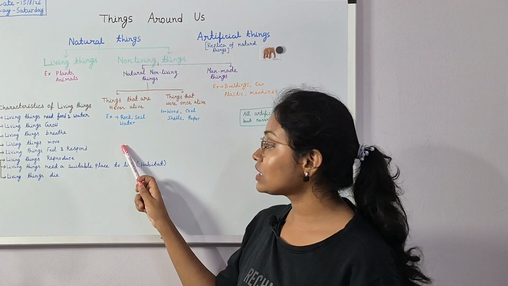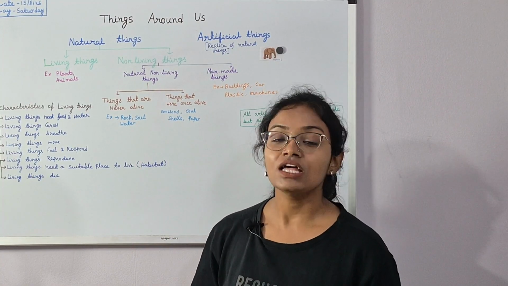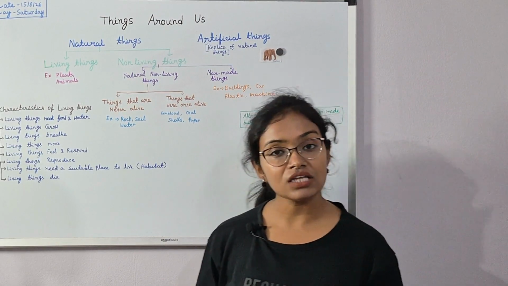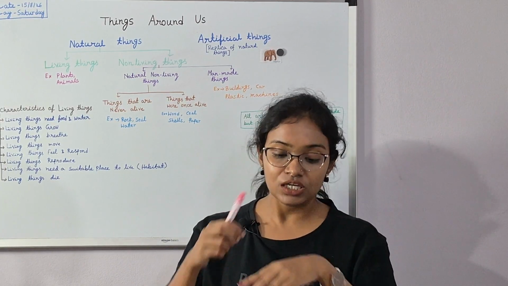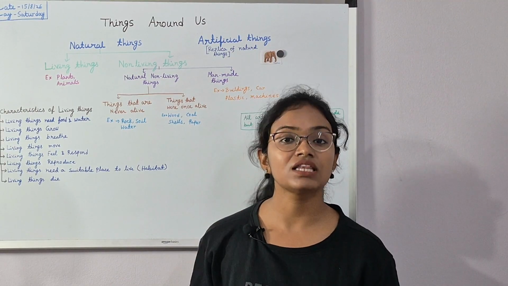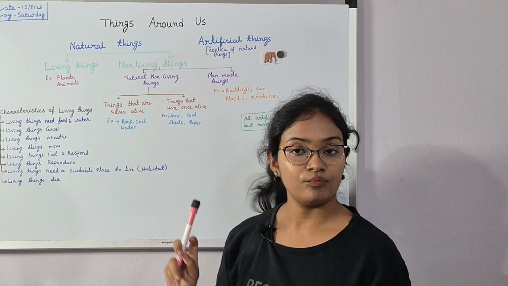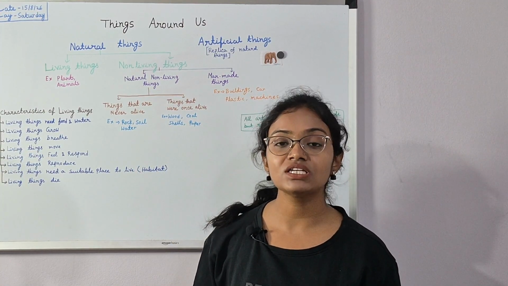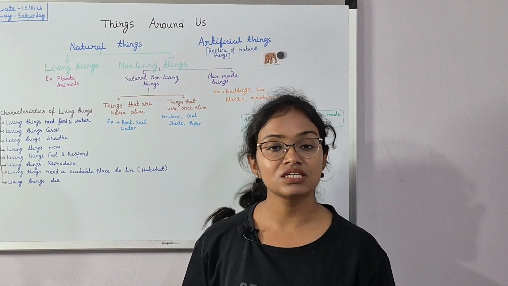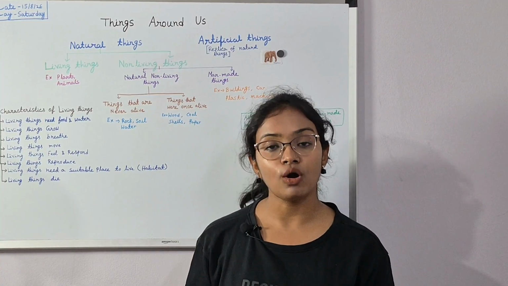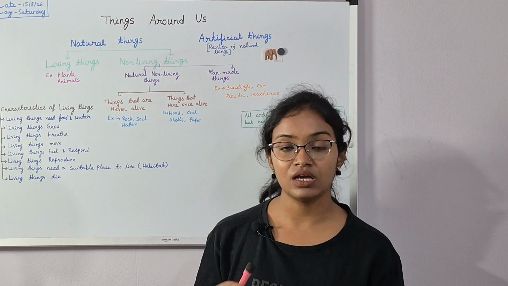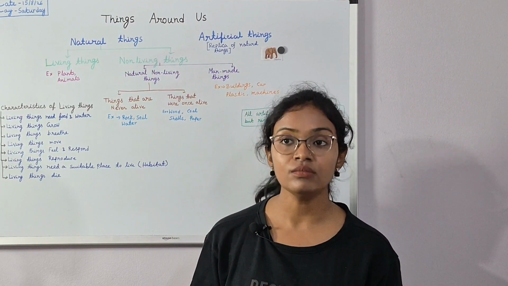Next point is living things can feel and respond. That means if we touch any hot object, we can feel that hotness. If we touch any cold thing, we can feel the cold. If we pinch our hand, we can feel the pain. This is the response. What is stimulus? Stimulus means any change in our surroundings which causes a response. This is called stimulus. Here, the hot object is the stimulus. And we are changing, and how we respond to it.